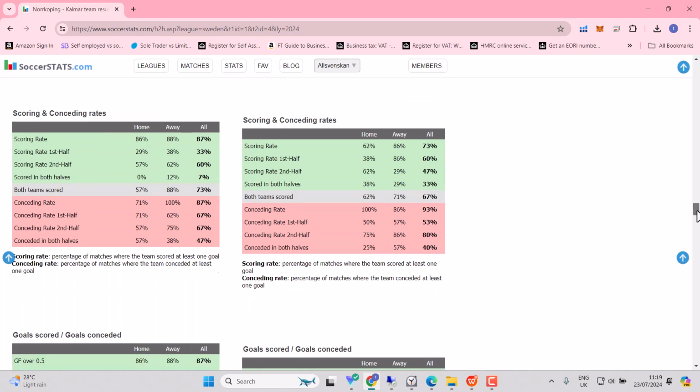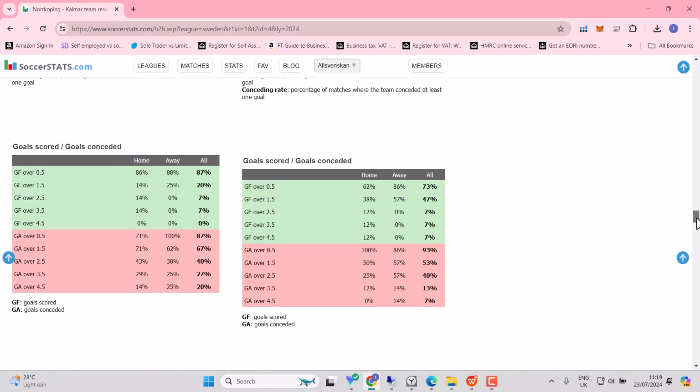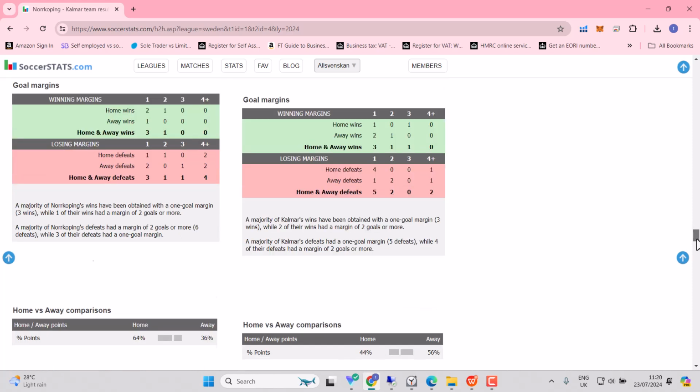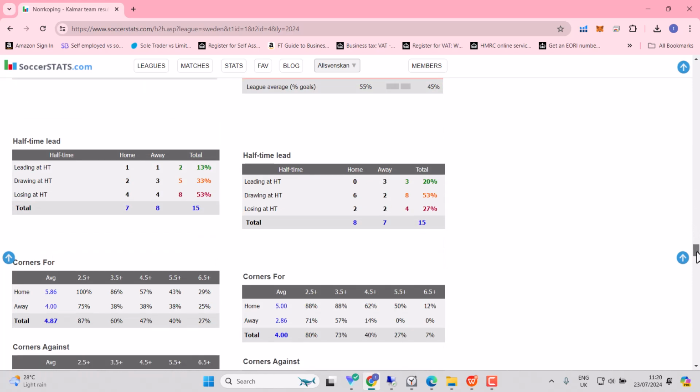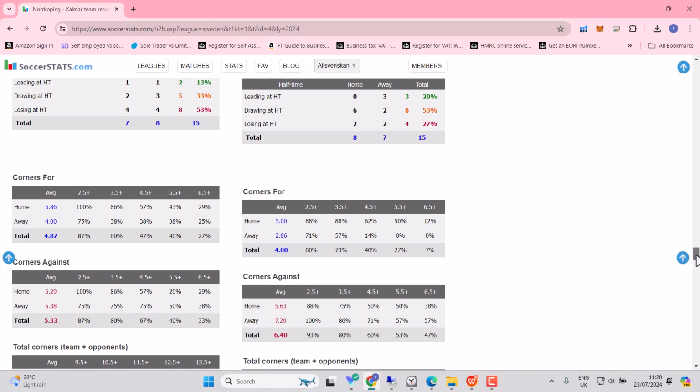Moving on down, scoring and conceding rate. I don't tend to use that too often. I only tend to personally use a certain set of statistics. So you've got everything you need. Corners. I don't do any corners trading, but if you are corners betting, you've got all the information you need for corners.